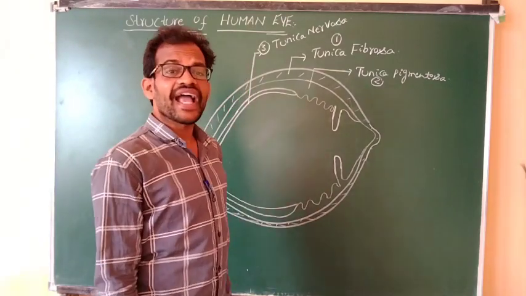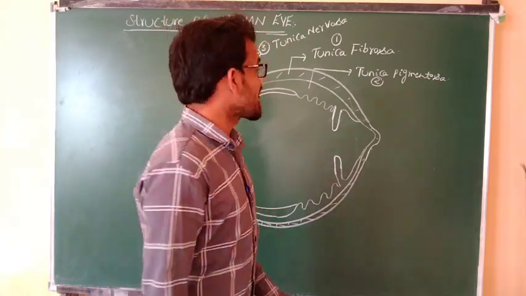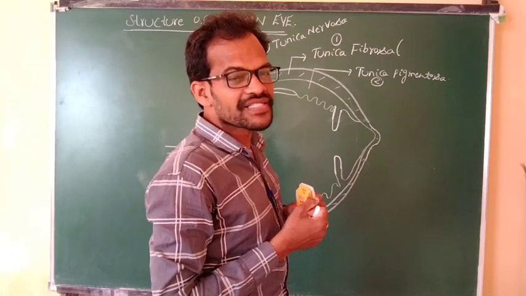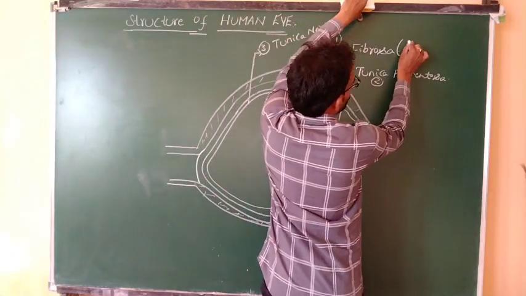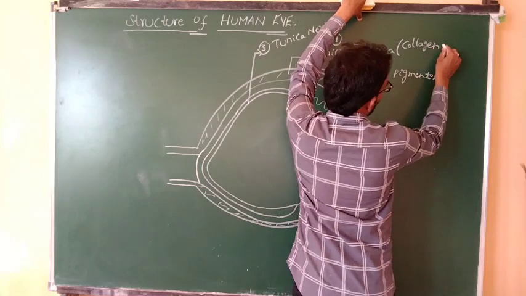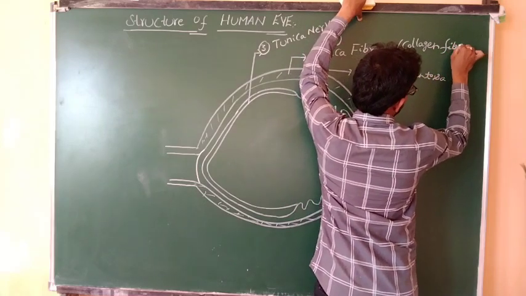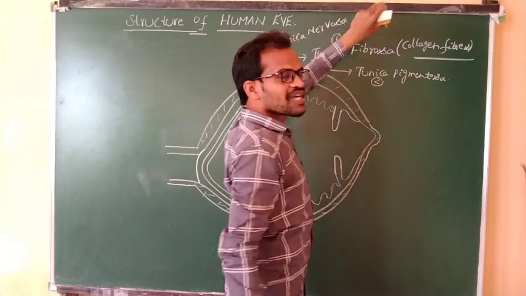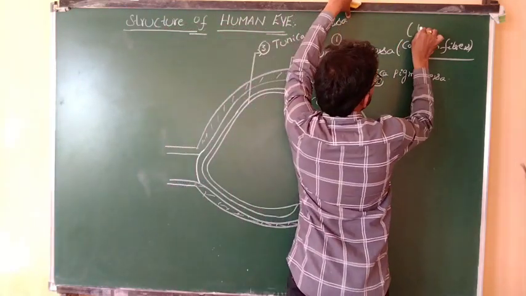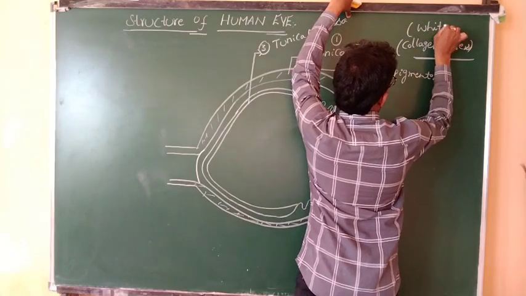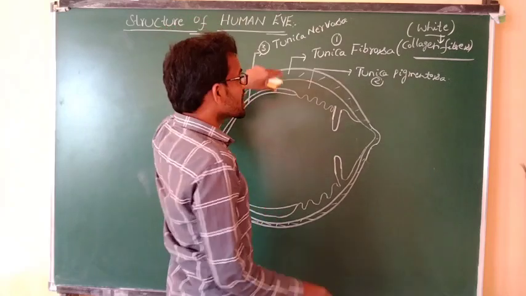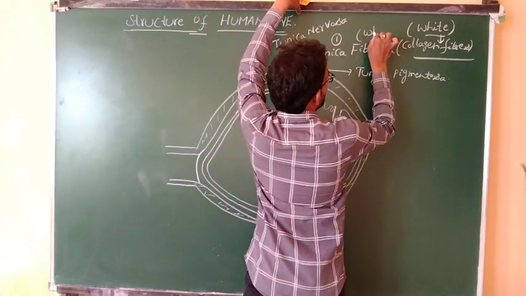This outer layer of the eye looks white in color. Fibrosa means it is made up of collagen fibers. Collagen fibers means white collagen fibers. The tunica fibrosa looks white in color.